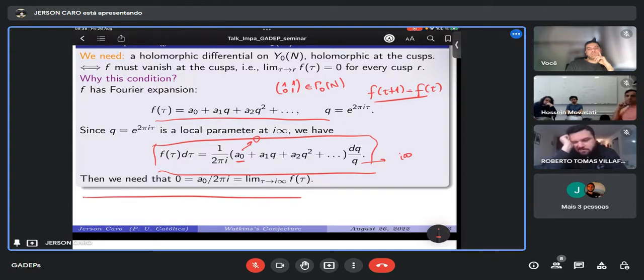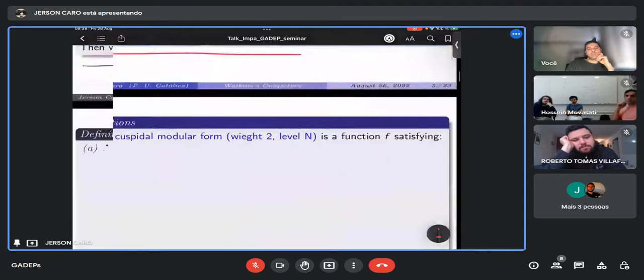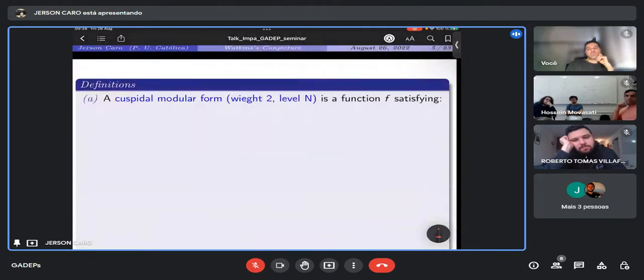So for this reason, that's the relation that we need: that the limit when τ goes to the cusp is 0. So in general, what is a cuspidal modular form? It's a function such that f(τ)dτ is a holomorphic differential on X0(N). Yeah, that's the definition.